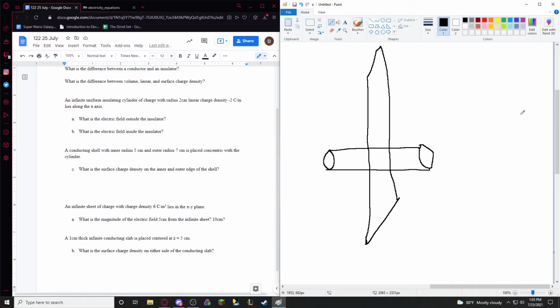So we know our electric field on the right side is going directly to the right. What about the left side? The left side should be literally the opposite. It should be going to the left. Exactly. So now we have to set up our surface integral for the entire surface.